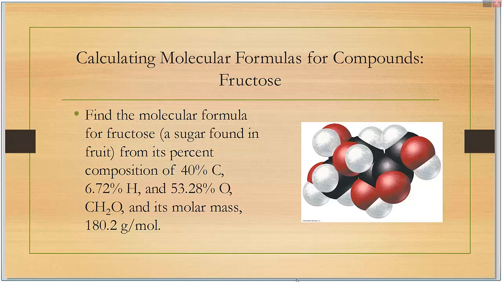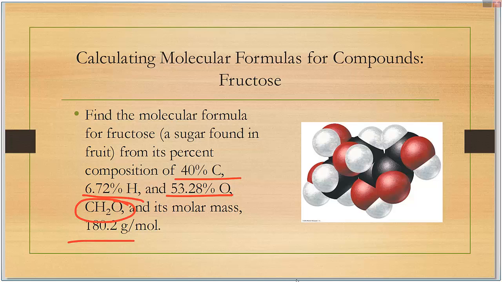So let's take this as an example. Fructose is 40% carbon, 6.72% hydrogen, 53% oxygen, with an empirical formula of CH2O and a molar mass of 180.2.